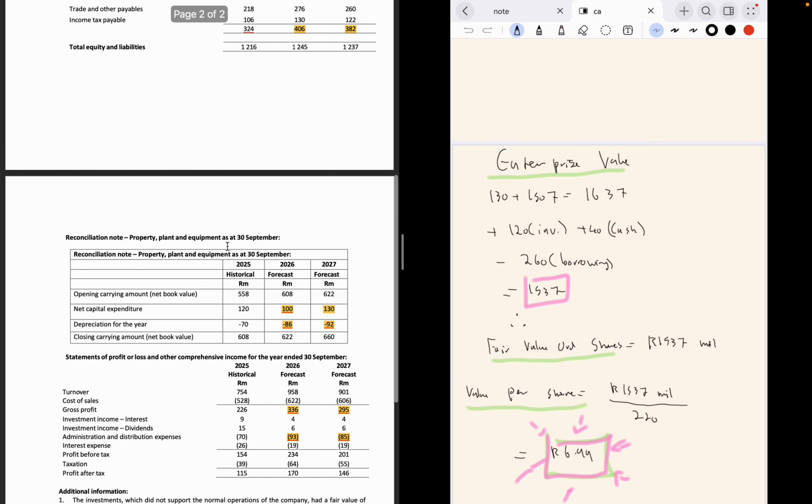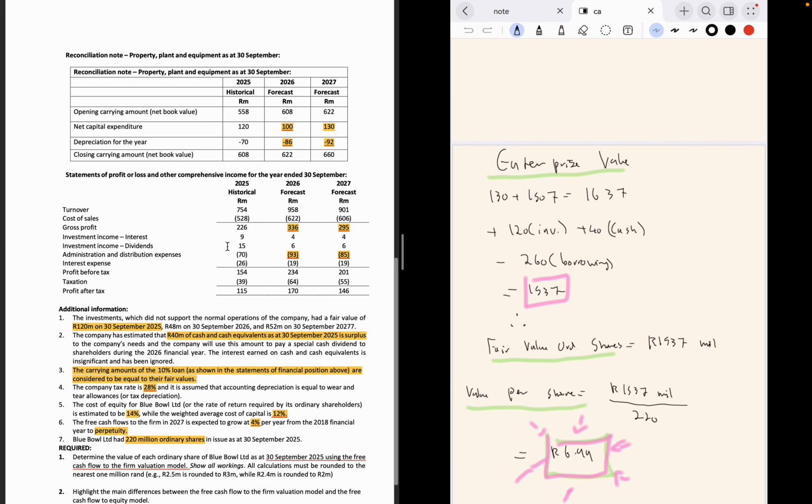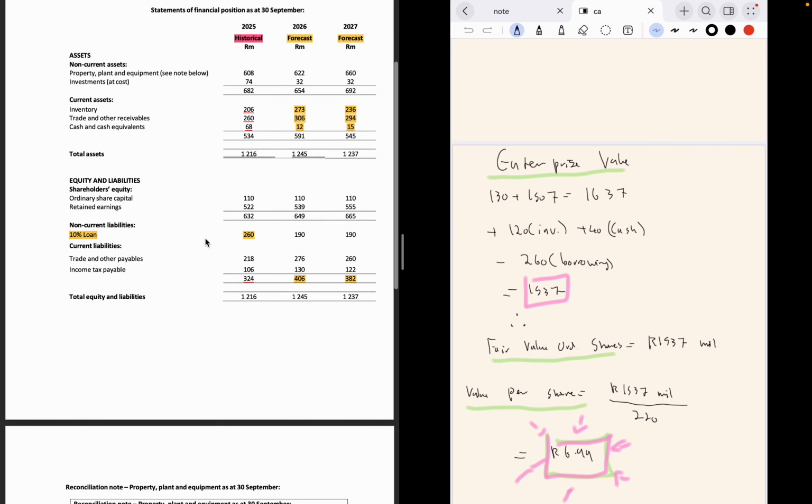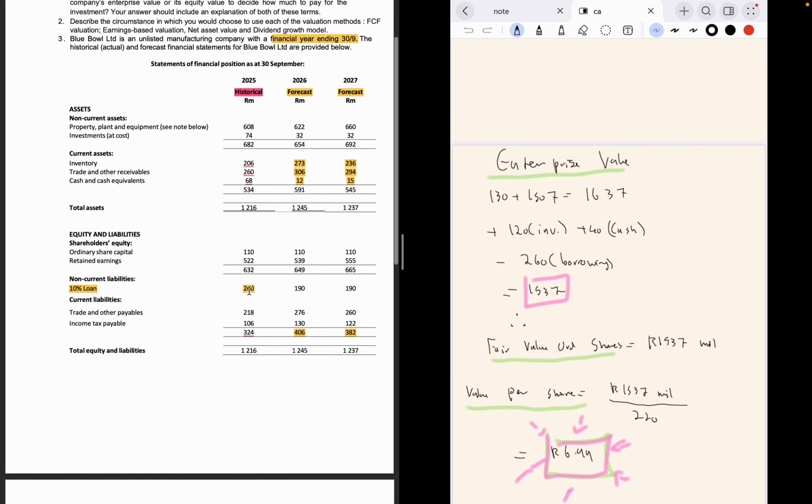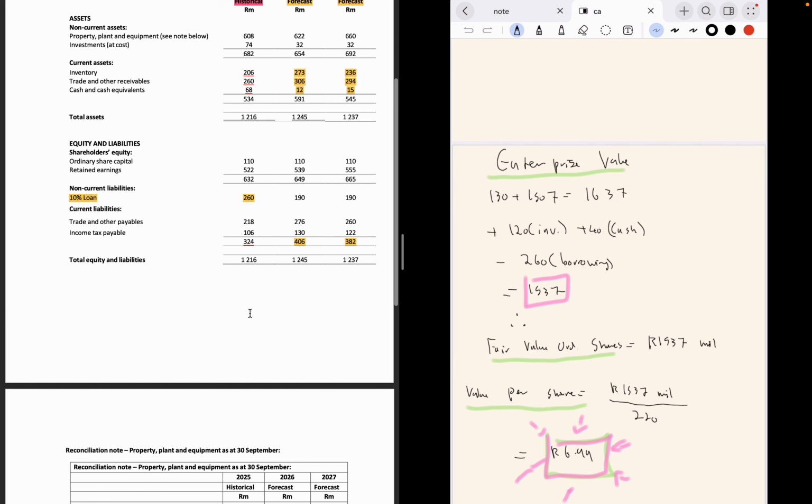it's very important, just highlight everything that is absolutely required. So here I've highlighted the investments. We use that when we calculate the enterprise value. The 40 million of cash and cash equivalents as at 30 September, I use that with my net working capital for 2025 and in the enterprise value calculations. And then, this, your 260, that's your borrowings for the enterprise value.